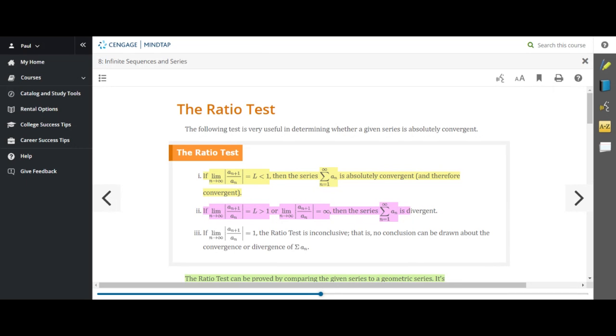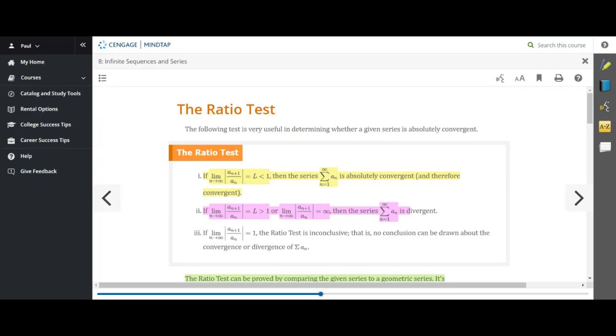So what this ratio test is really saying is, if the terms of the series act like the terms of a geometric series, then eventually we can make a statement about convergence or divergence of the series. This is why it works. Now, it doesn't work all the time, but it will work some of the time.